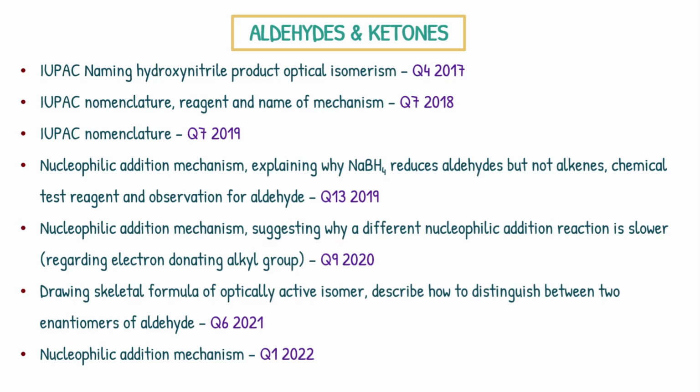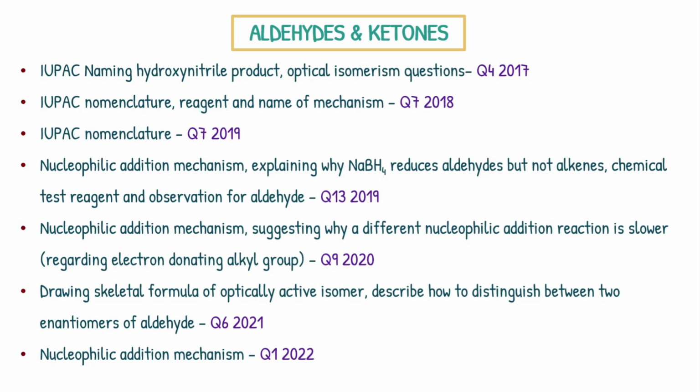A lot of nomenclature. So brush up on your IUPAC naming systems, how you name aldehydes and ketones, and their respective mechanism products. As you can see here, guys, a lot of IUPAC nomenclature. You need to be able to name the aldehydes, the ketones, and their respective mechanism products. So for example, this first one here, you need to be able to name a hydroxynitrile product. And then it followed up with some optical isomerism questions. For example, how you would distinguish one optical isomer from the other. Just some stuff there.